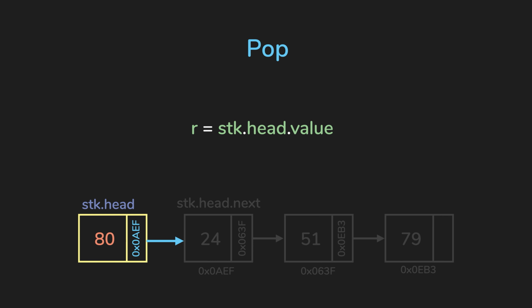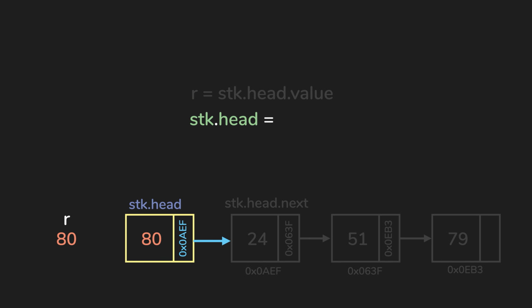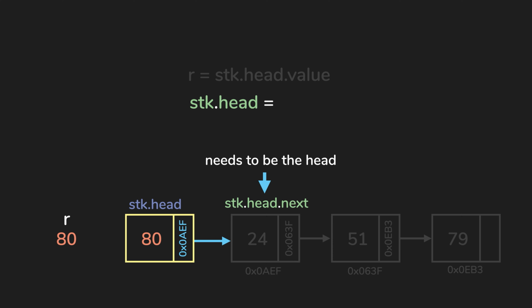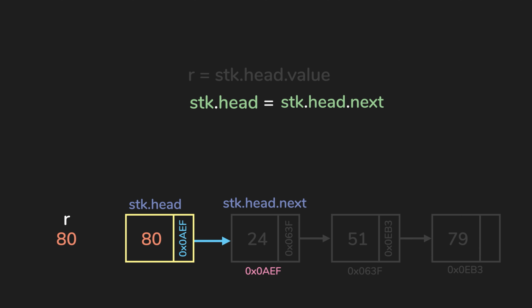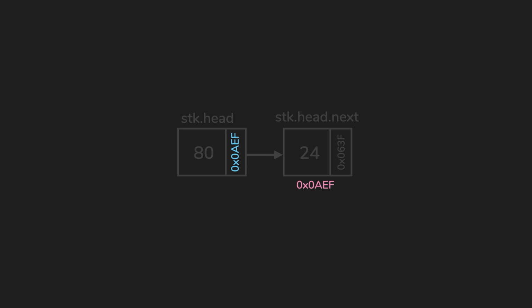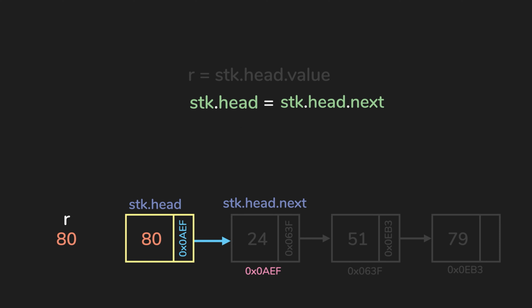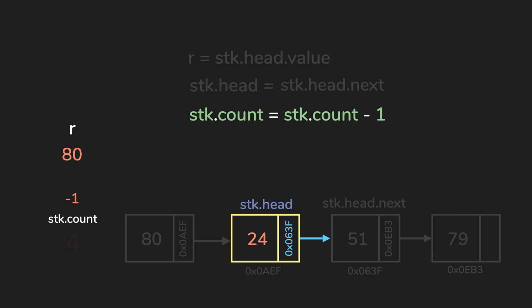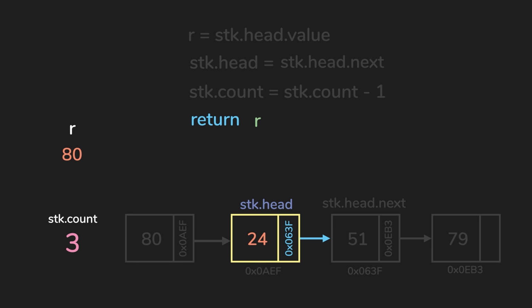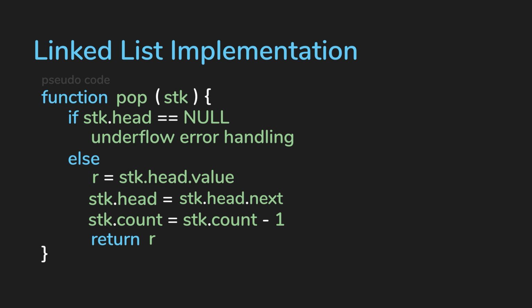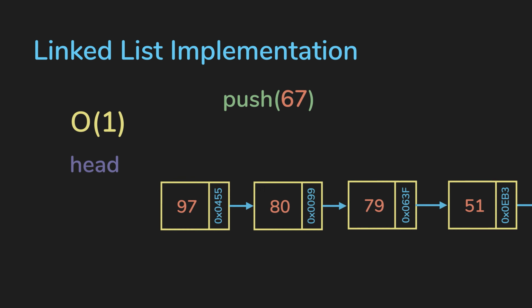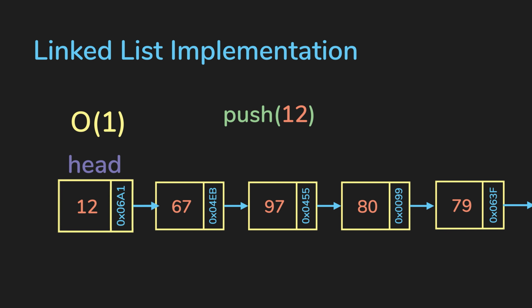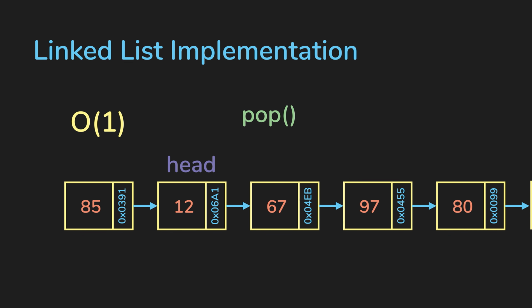Because we would have to return the pop value, let's store it in a variable before we let it go. Next, we will assign the head, which is going to be the second node. The second node can be expressed as stk.head.next because the address of the second node will be stored in the next of the head. So we will assign that as the head of the stack. And finally, we will decrease the count by 1 and return R. So that was the pop implementation using the linked list. Like we just saw, if we push elements as the head, we can push and pop it in constant time without having to traverse through the stack.